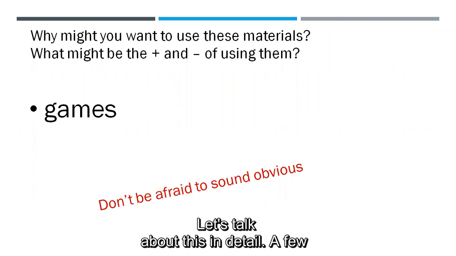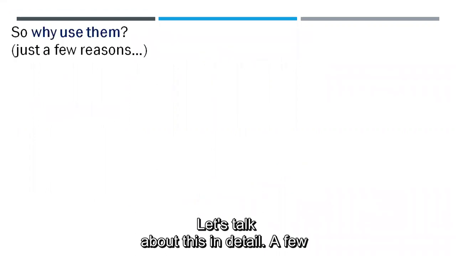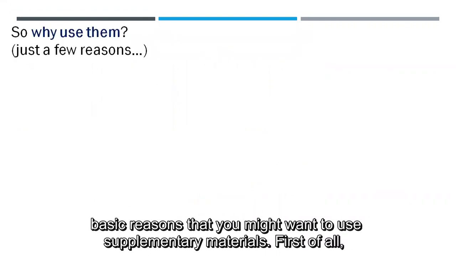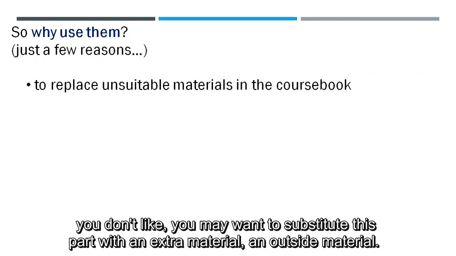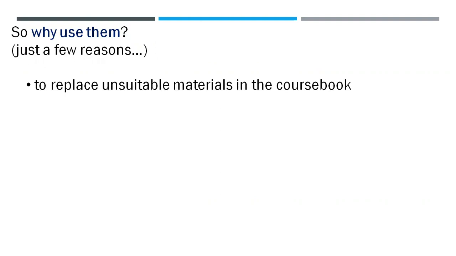So now let's talk about this in detail. So first, a few basic reasons that you might want to use supplementary materials. Well, first of all, just to replace the unsuitable materials in the course book. If there is some part in the course book you don't like, you may want to substitute this part with an extra material, an outside material.